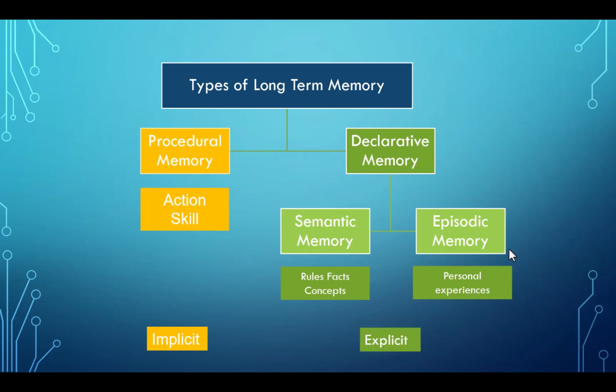Declarative memories are explicit. You're aware that you're recalling the information. You're aware that you know the rule. You're aware that you know the fact. You're aware that you know the concept. You're aware of your personal experiences, what you did last weekend, what you did for your 16th birthday, your first date with your boyfriend or your girlfriend. Those personal experiences you're all aware of, and you can recall those consciously, intentionally.